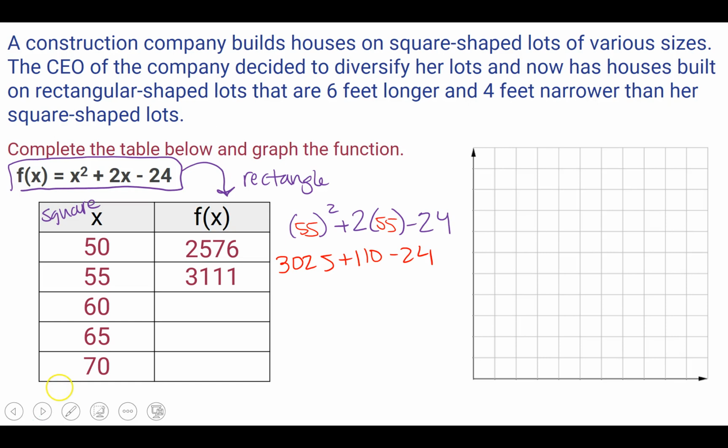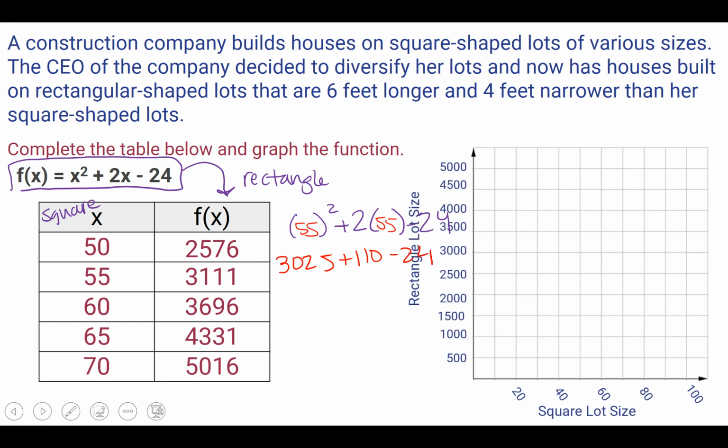All right, for time's sake, I'm going to help you out with the rest of our values. If we look at the square lot size versus our rectangle lot size, and we plot these points, was it a smart idea to change those squares to rectangles? Is there more area? Oh, yeah. There's a bunch more area. So I would just do a sketch there for you. It's definitely giving us more area to build the houses. So the CEO made a smart choice.